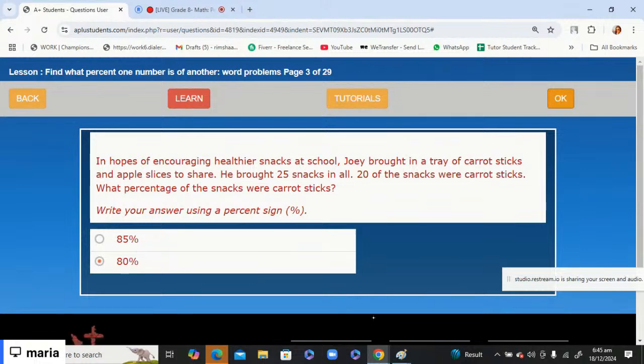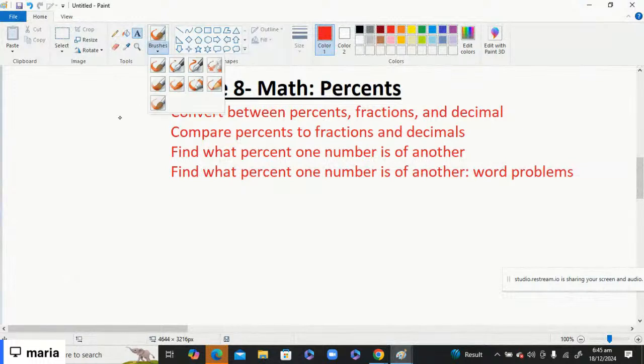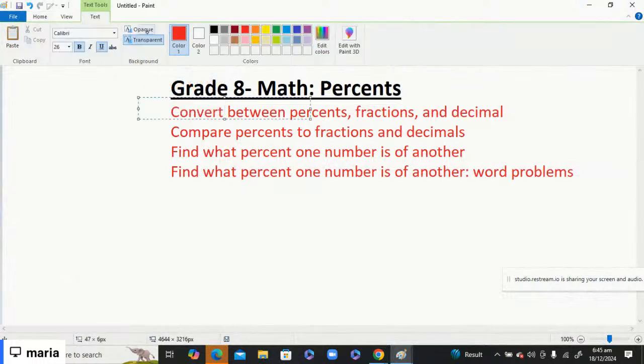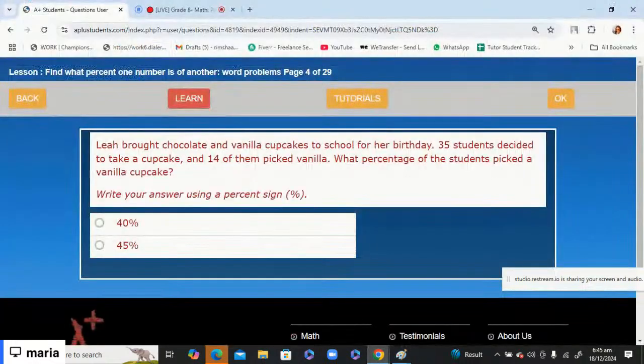Hope you guys understand this lesson. Today we covered grade 8 maths. The chapter we discussed is percentage. Here is the list of lessons we covered: convert between percent, fraction and decimals, compare percent to fraction and decimals, find what percent one number is of another, and word problems.